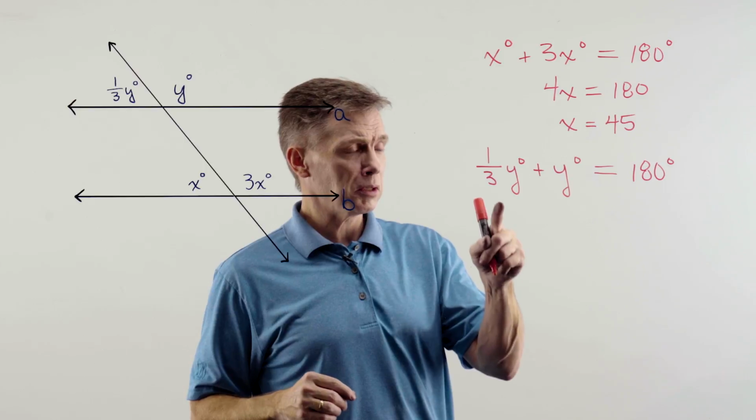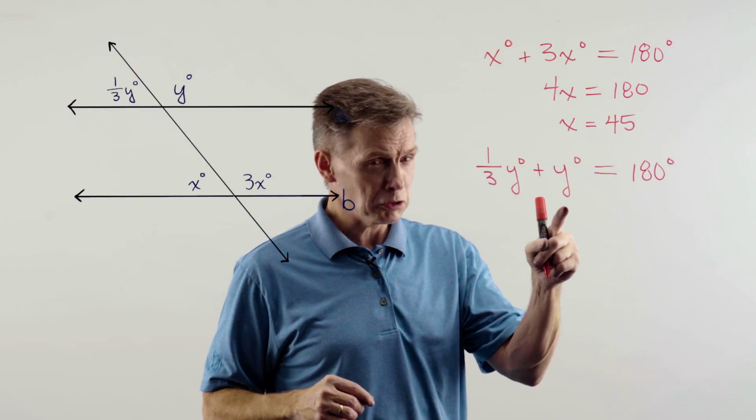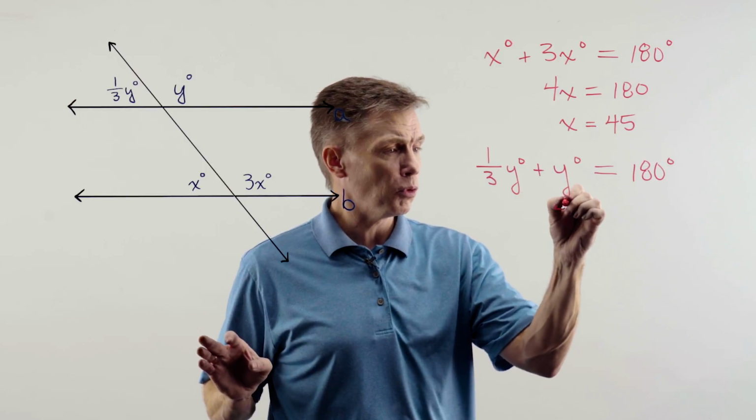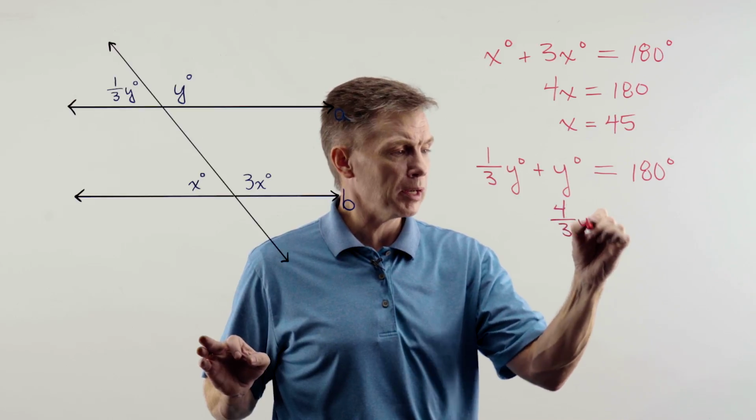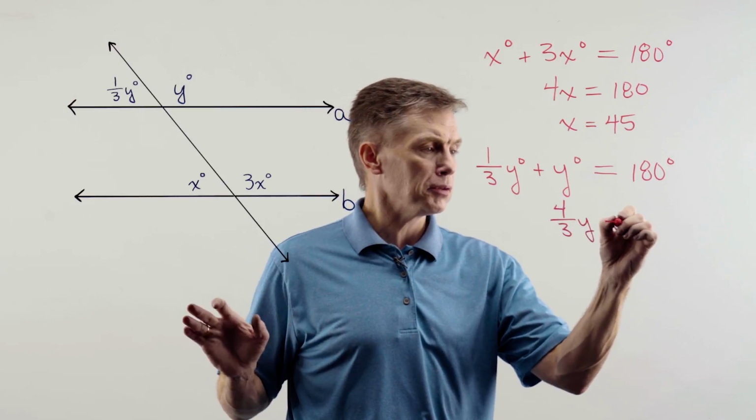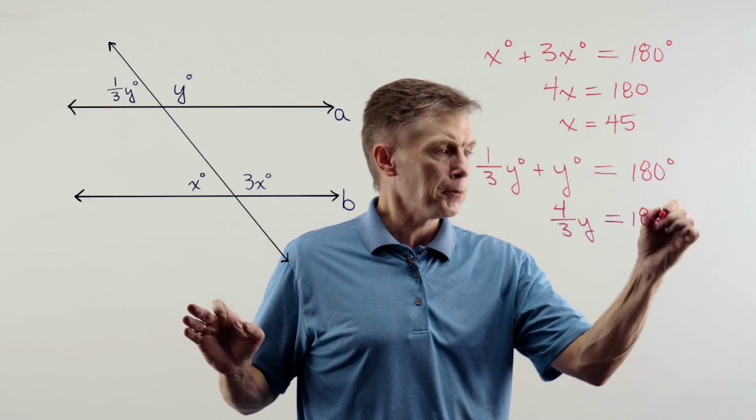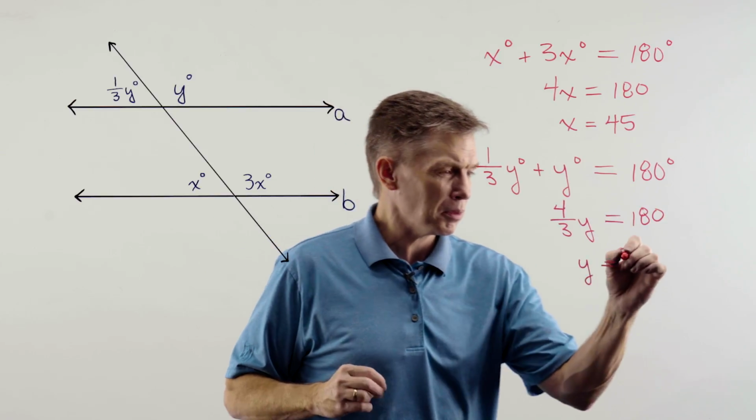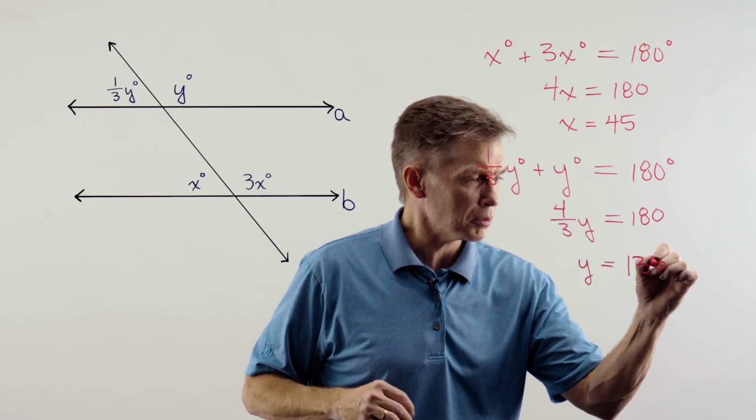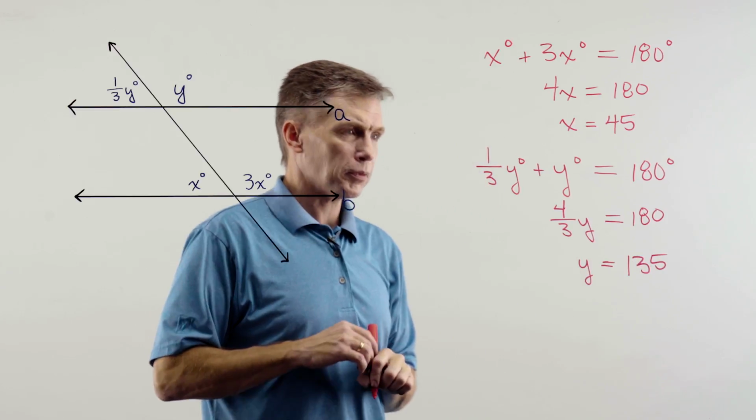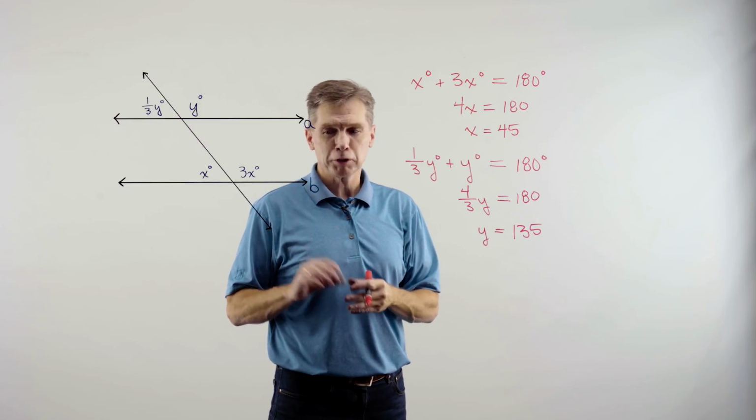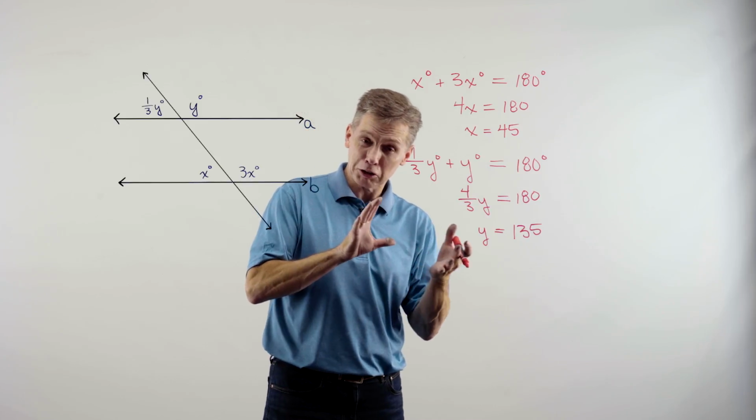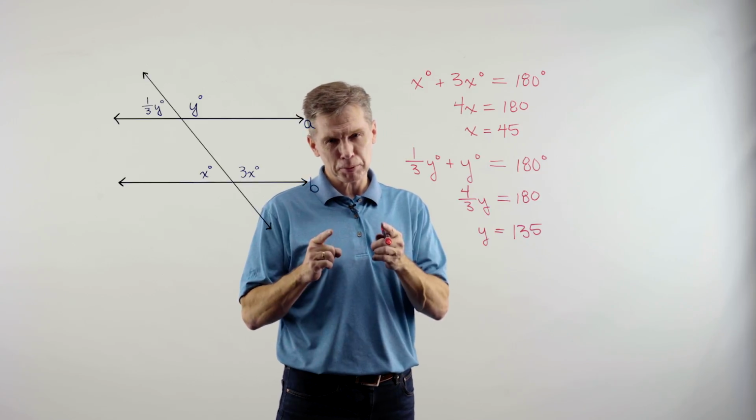Let's finish this one. 1/3 y degrees plus y degrees would be 4/3 y. Let's drop the degrees if I do the same over here. And so y will equal a little bit of math, and I think I'm getting 135. Okay, good. A little bit of geometry, a little bit of algebra. It's all good. Make sure you practice them on your own.